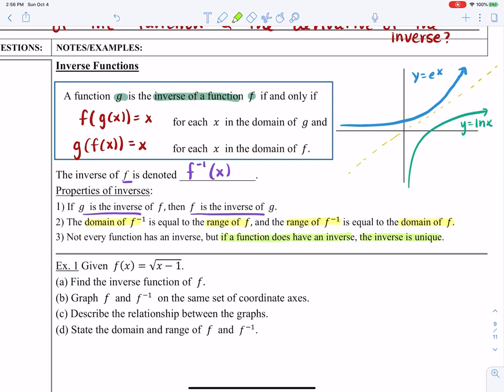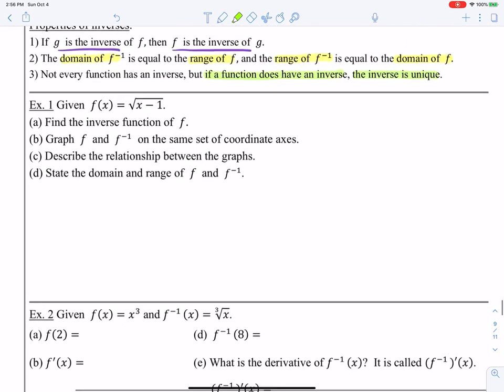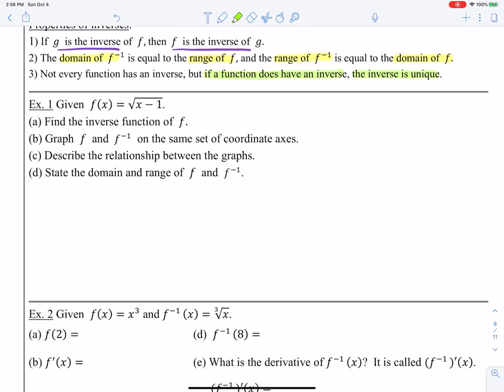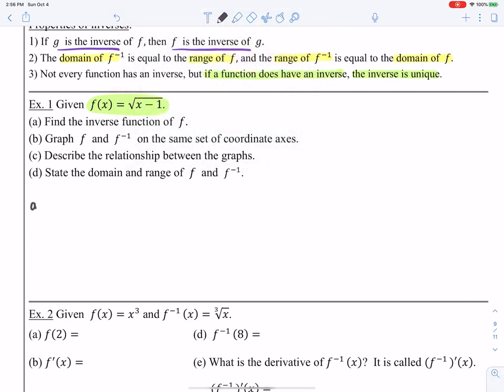Okay, so we're going to explore the implications of just what you learned in pre-cal first before we do any calculus. So we're not even going to do any calculus yet. We're going to go right to a pre-cal problem. So we're going to start with the function f of x equals square root of x minus 1. Okay, so part A asks us to find the inverse of f.